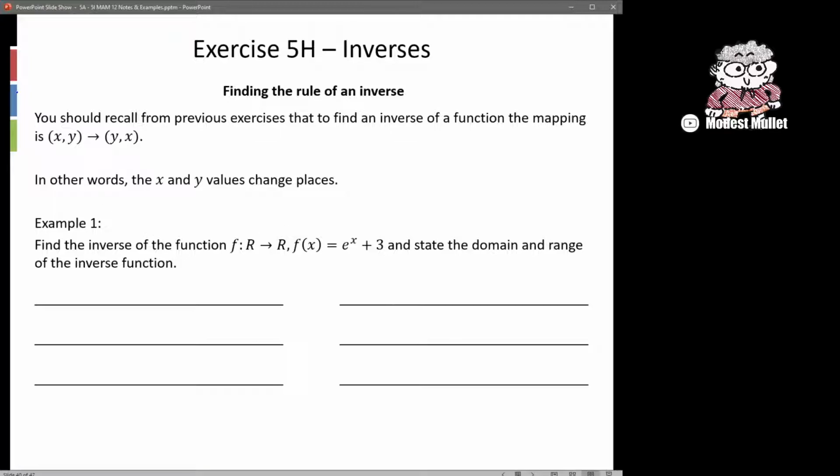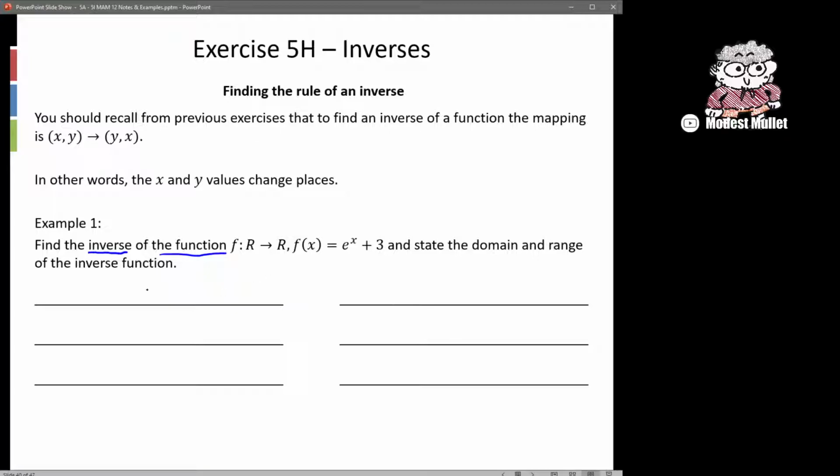And that's a really key thing that you will get hammered on in the exams mark-wise. If it asks for an inverse function, you need to write it in inverse function notation. So let's get straight into it. First example is find the inverse function of f of x is equal to e to the x plus 3, and state the domain and range for the inverse function.